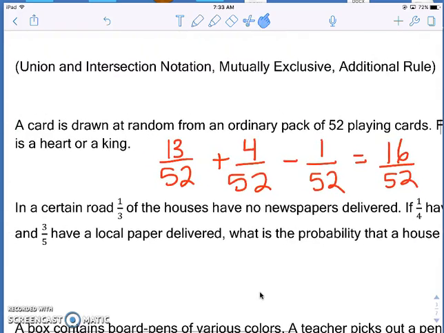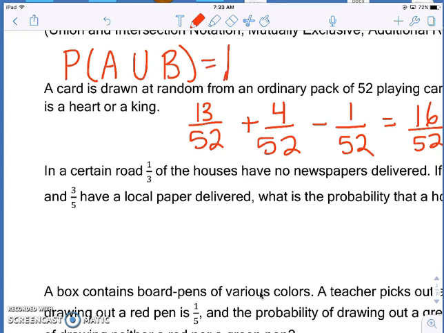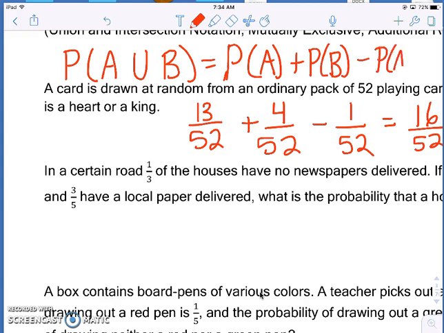Our notation for this is for any two events A and B, we can say the probability of A or B happening, so a heart or a king, is the probability of A, plus the probability of B, but we have to subtract their intersection. So we have to subtract the probability of A and B.